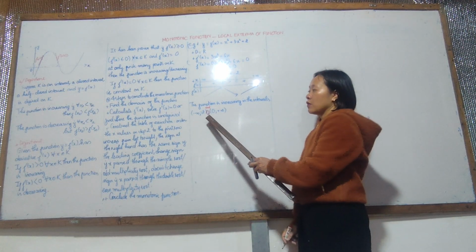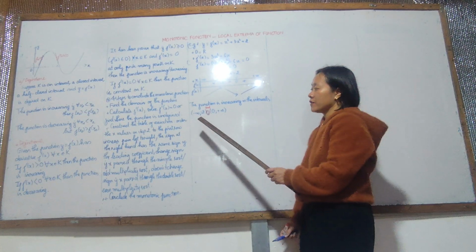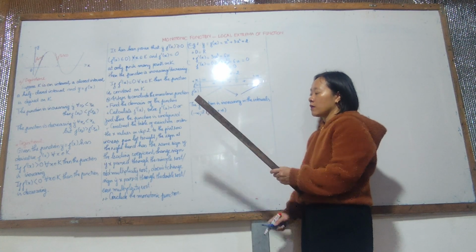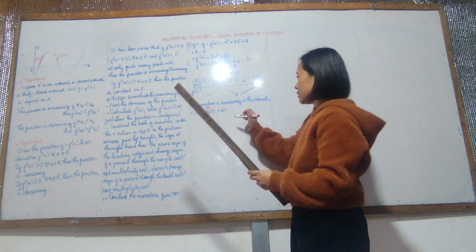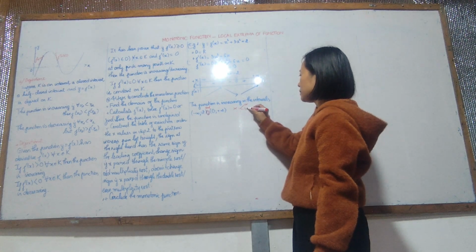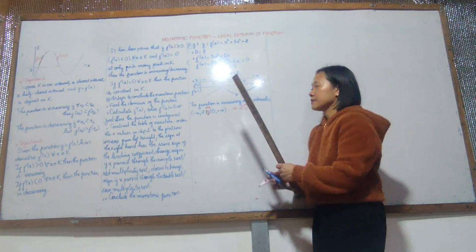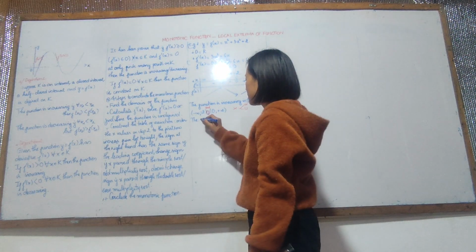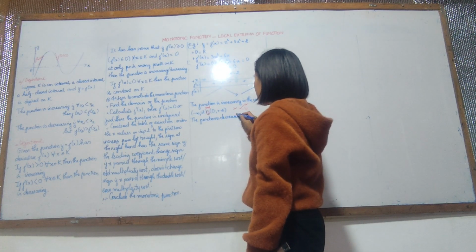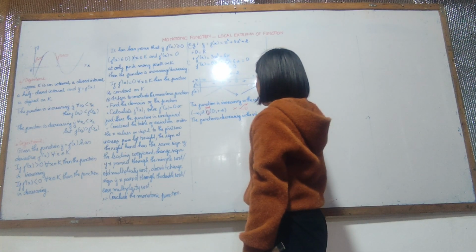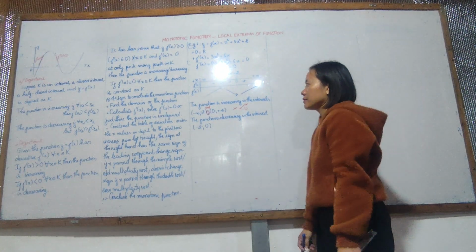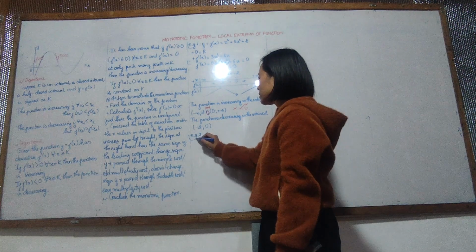Here, remember this, we don't use the word "or" or the symbol union in this case, and the function is decreasing in the interval negative 2 to 0.